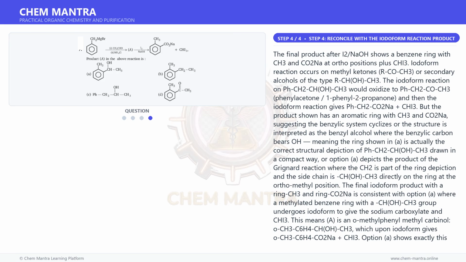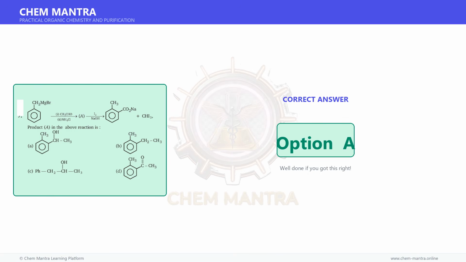Why other options fail? B is a simple o-ethyl toluene with no alcohol, cannot come from Grignard plus aldehyde without loss of OH. C is PhCH2CH(OH)CH3 without the ring methyl, inconsistent with the iodoform product showing ring CO2Na with adjacent CH3. D is a ketone which would require oxidation not occurring under these conditions. Therefore, the correct answer is A. Therefore, the correct answer is option A.